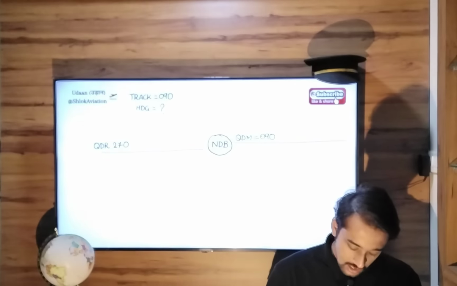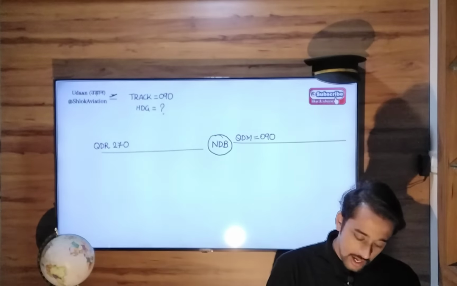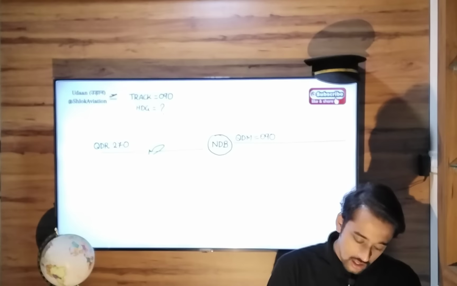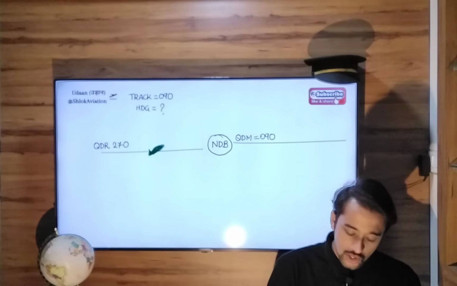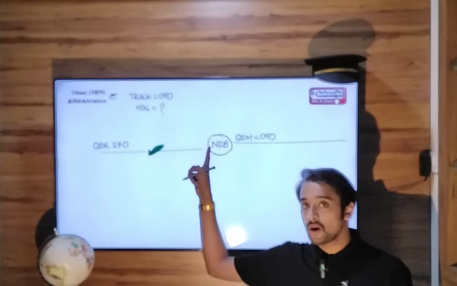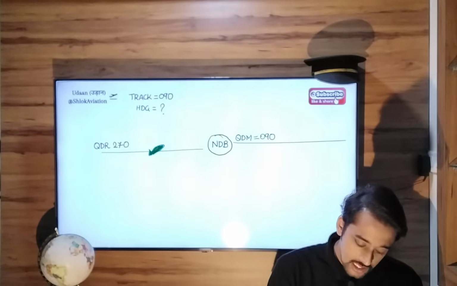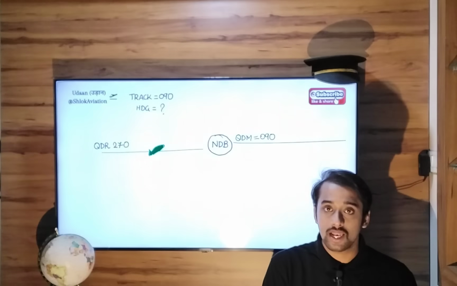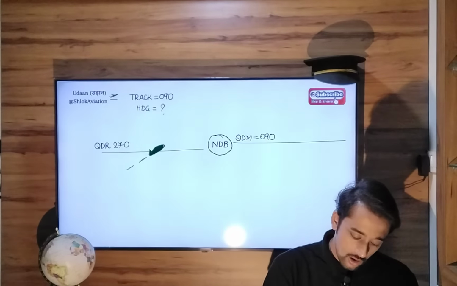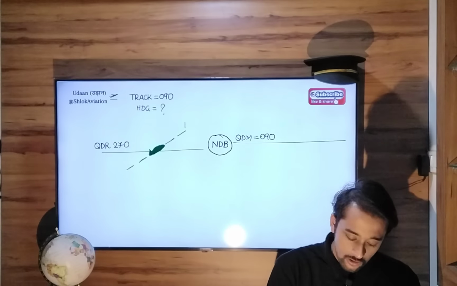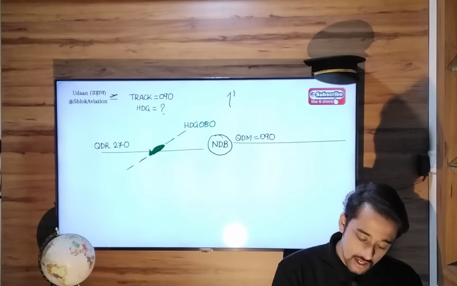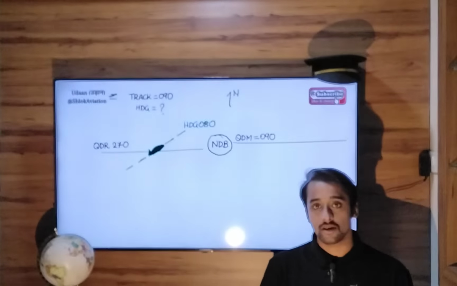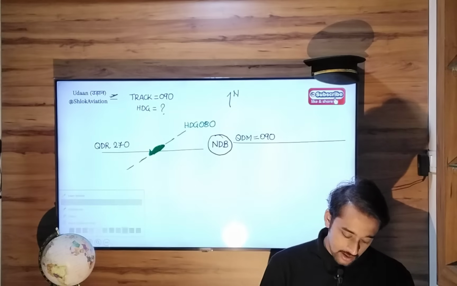So let's draw the aircraft. Aircraft heading is 080 degree. So instead of pointing straight towards the NDB, your aircraft is pointing a little bit to the left-hand side at a heading of 080. This is your north datum. Now what is your relative bearing?